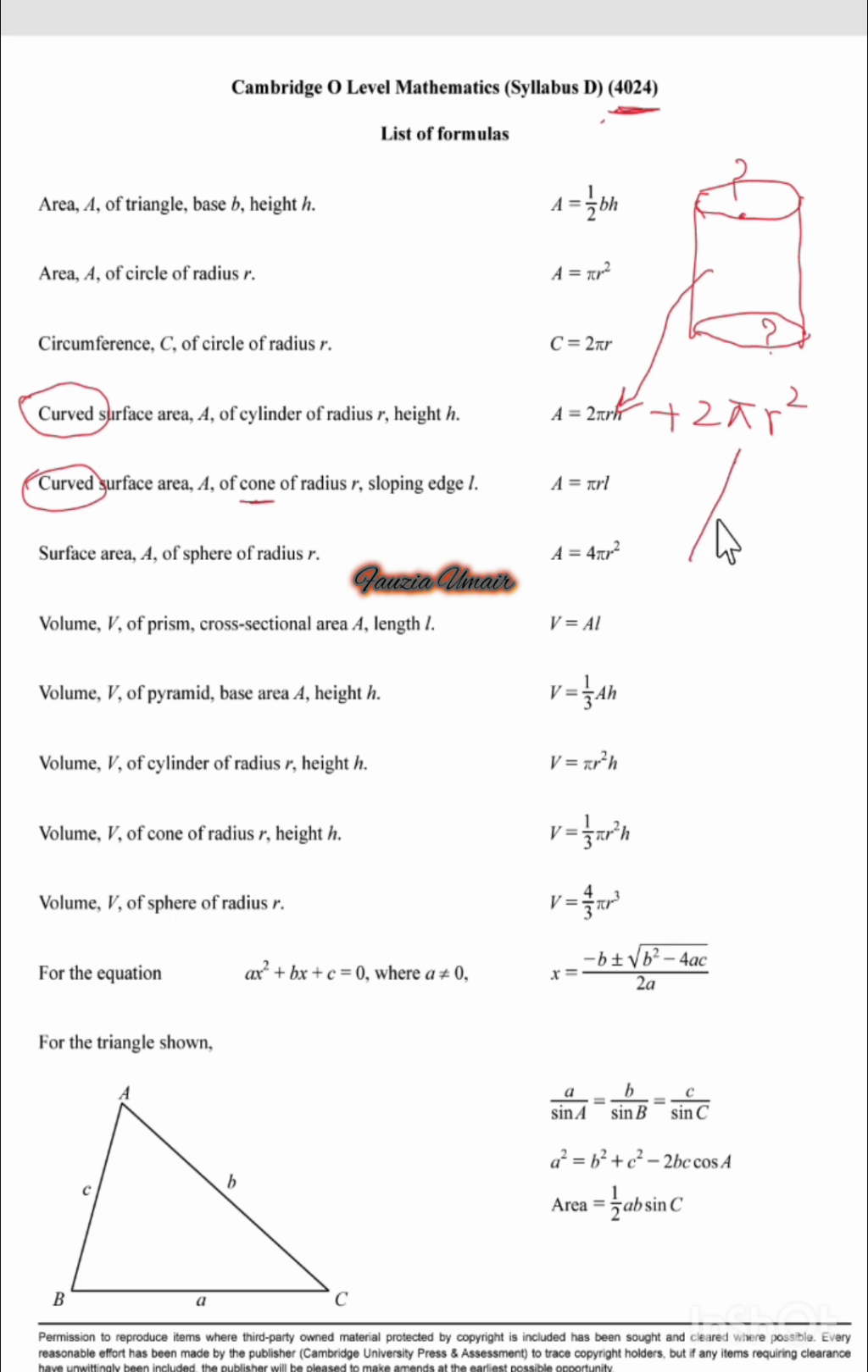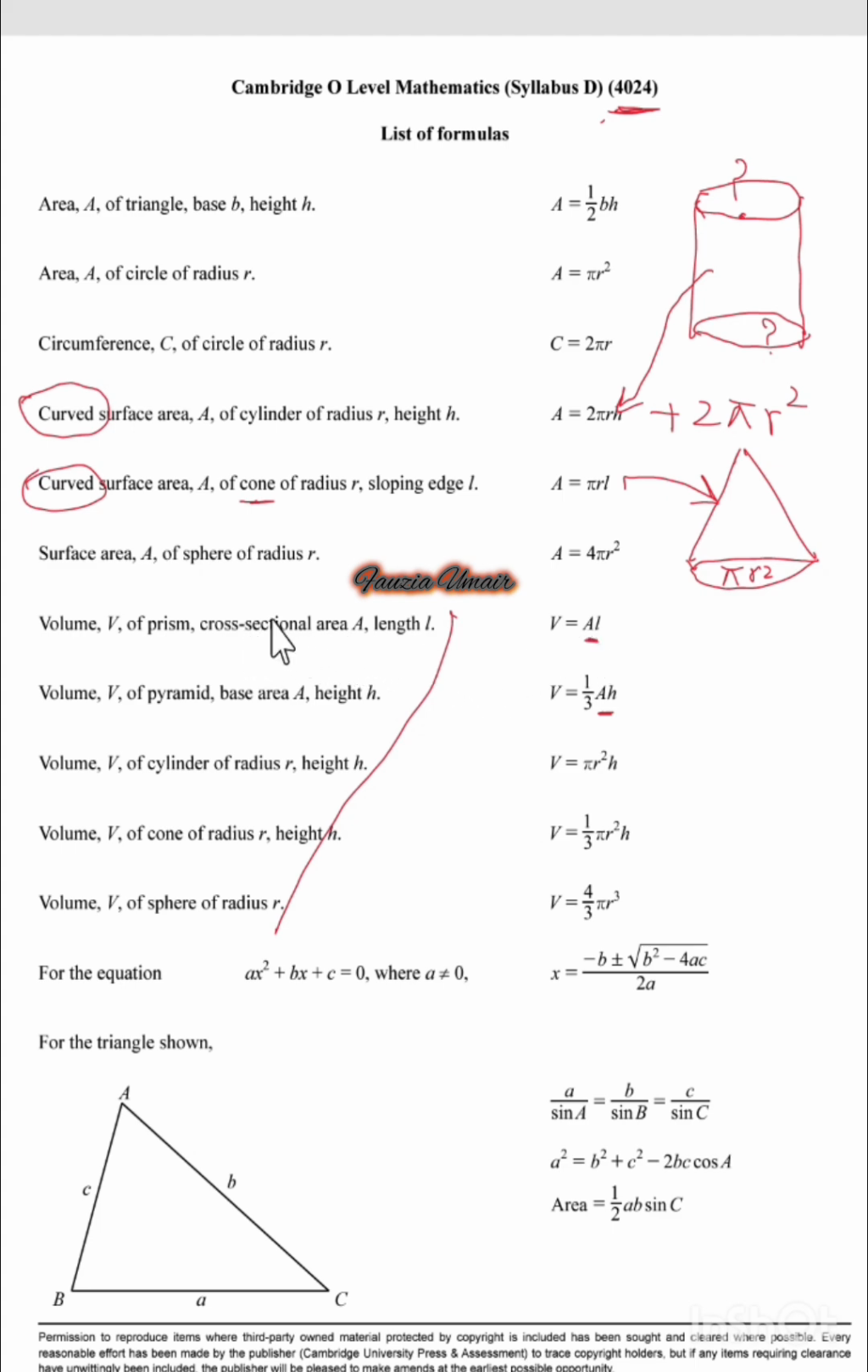If you want to calculate the total surface area of a cone, you can see there are 2 faces of a cone. This is for the curved one, and for the total surface area you will add pi r squared for the area of the circle. Moving on to the next one, the surface area of a sphere. There is no problem with that, but you need to remember the surface areas of a hemisphere as well as a sphere with a lid.